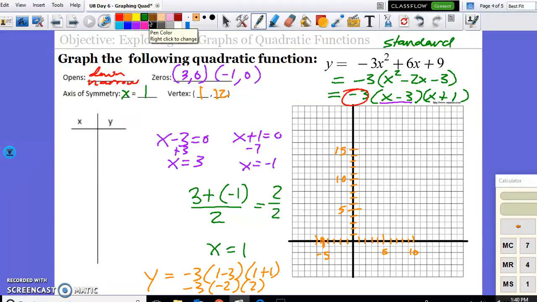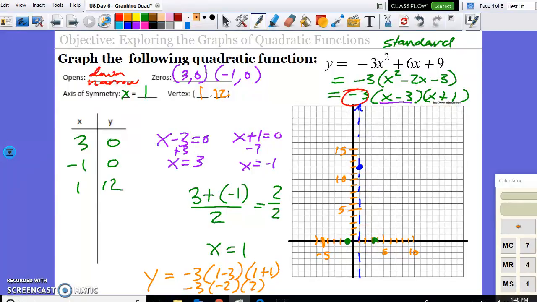So I'm going to plot the points I have so far, 3, 0, -1, 0, and 1, 12. So -1, 0 is right there, 3, 0 is right there. My axis of symmetry is this vertical line at x equals 1. There it is. Plot my point at 1, 12. There's my vertex. I need one more point.